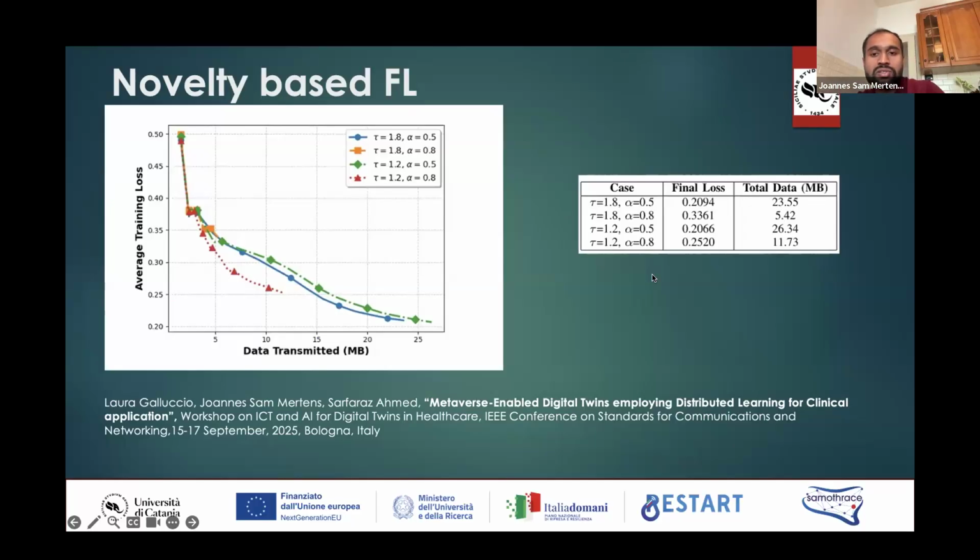If you set a very low threshold, many more nodes will participate in the federated learning round. But if you set a very high threshold, obviously fewer nodes will participate in that particular round, so the total data transmissions will be lesser. This work was presented at the recent IEEE conference on standards for communication and networking, which happened in Bologna, Italy.